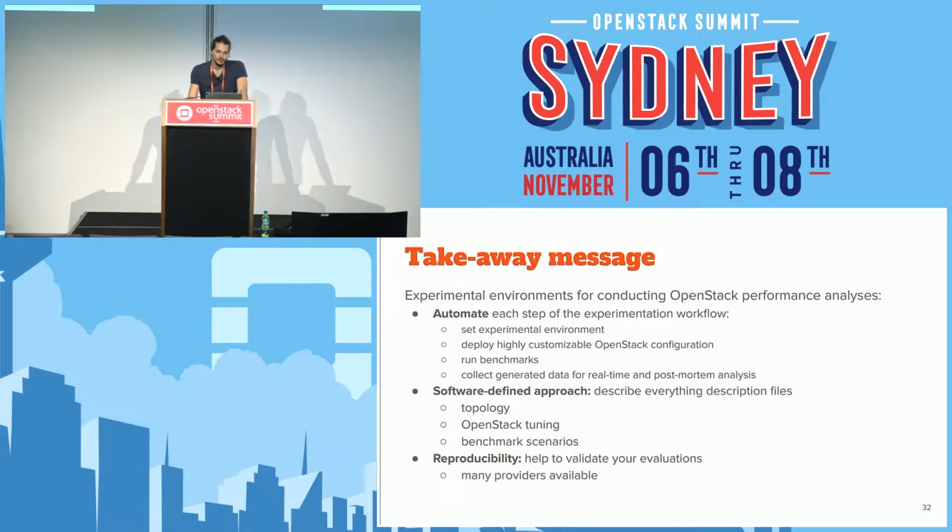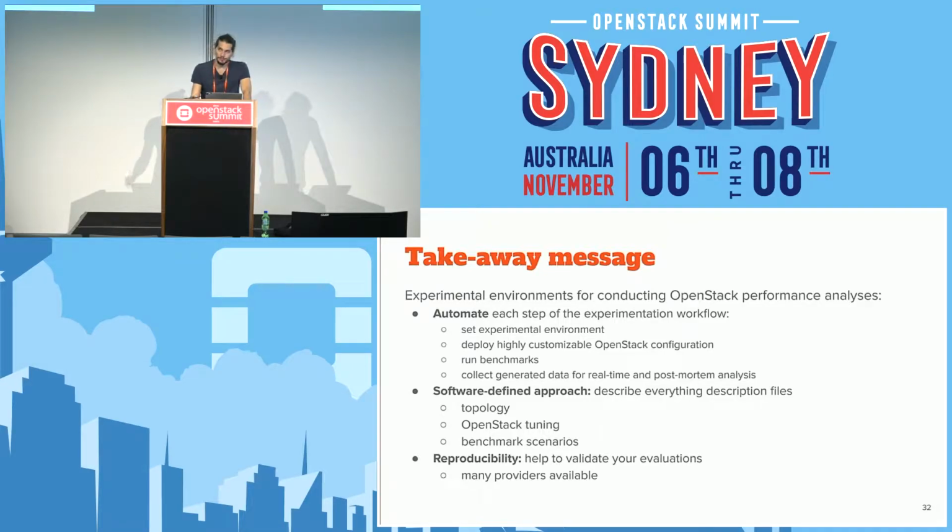Okay, just to conclude this talk, EnOS is able to manage experimental environments for conducting OpenStack performance analysis by automating each step of the experimentation workflow: setting up the experimental environment, deploying a highly customizable OpenStack configuration, automatically running the benchmarks, and automatically collecting all the generated data for real-time and post-mortem analysis.